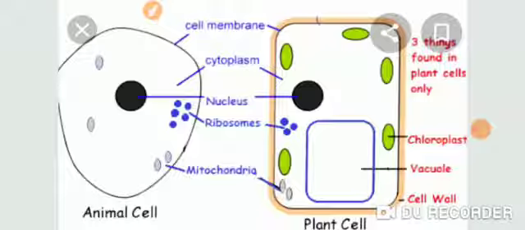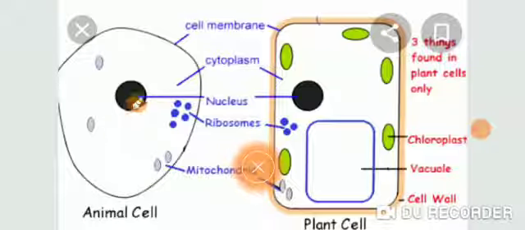Clear? The second difference is that a plant cell usually has one or two large vacuoles. Here you can see, these are the large vacuoles, present in plant cell only, and in animal cell vacuoles are either absent or, if present, very small in size. Clear? This is the second difference.